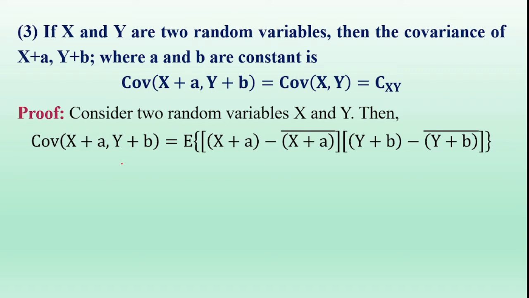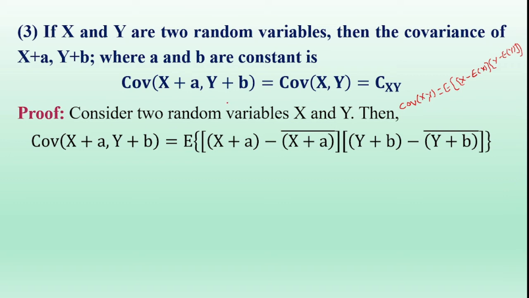What is the definition of the covariance between two random variables? Covariance of X comma Y is equal to the expectation of (X minus expectation of X) into (Y minus expectation of Y). So this is the definition of the covariance between two random variables.